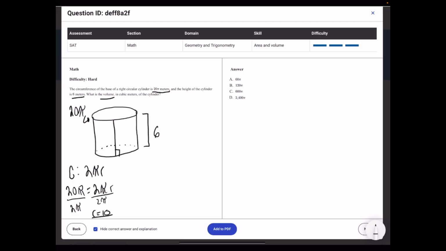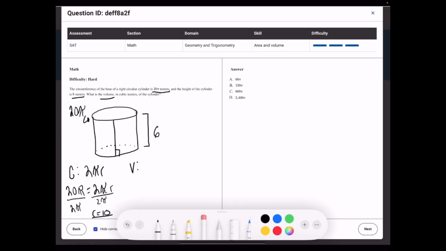But this is not our final answer because we are solving for the volume, not the radius. So you need another equation, which is the volume equation. It's pi r squared times height.